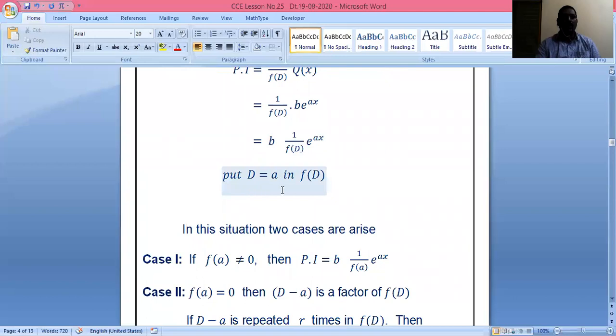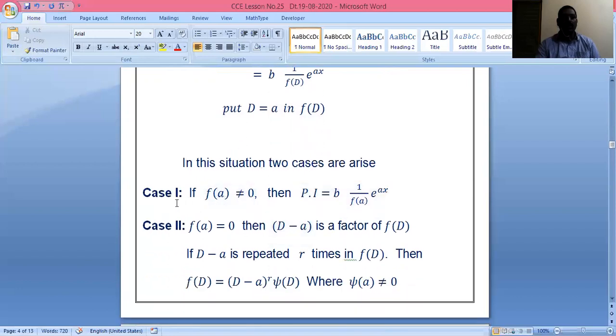Put D = a in f(D). In this situation, two cases arise. Case 1: if f(a) is not equal to 0, then PI = b into 1/f(a) into e^(ax).